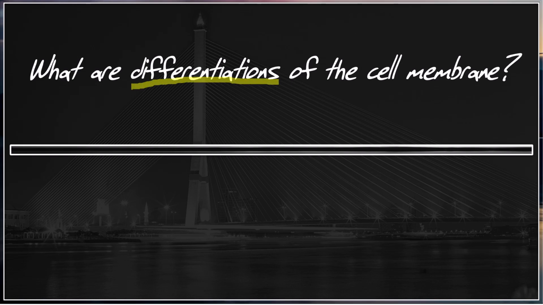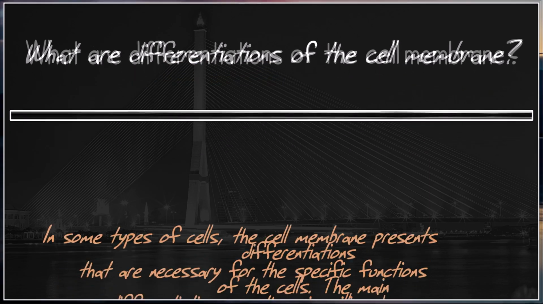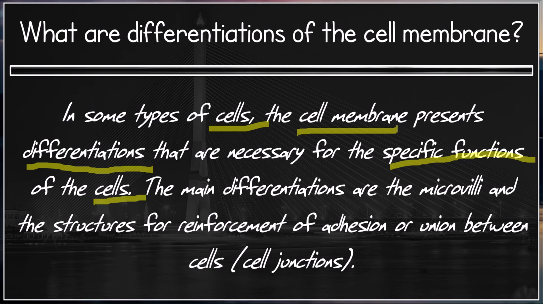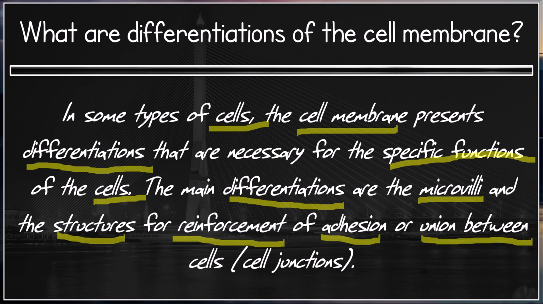What are the differentiations of the cell membrane? In some types of cells, the cell membrane presents differentiations that are necessary for specific functions of the cells. The main differentiations are the microvilli and the structures for reinforcement of adhesion or union between cells, that is, cell junctions.